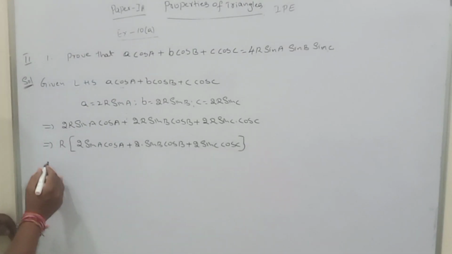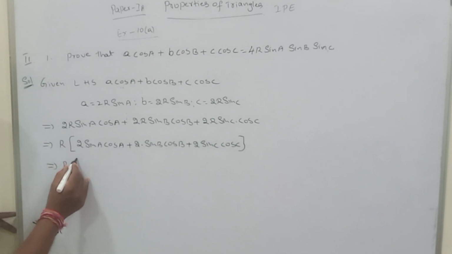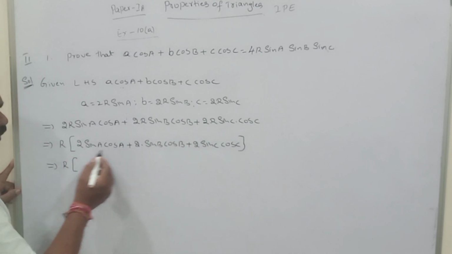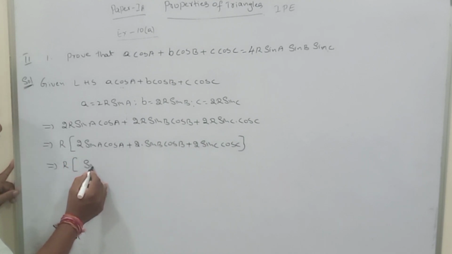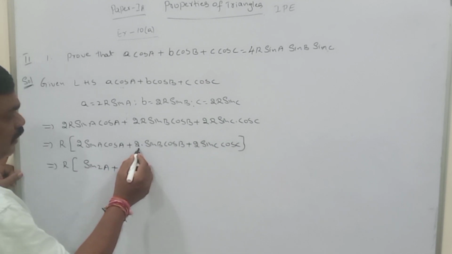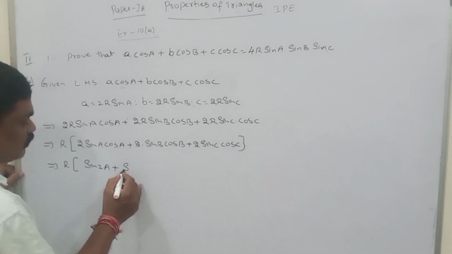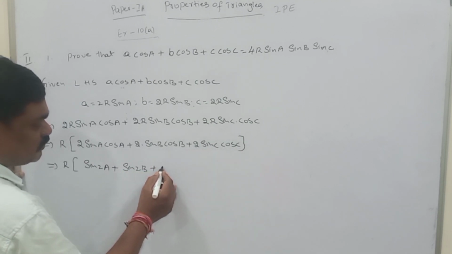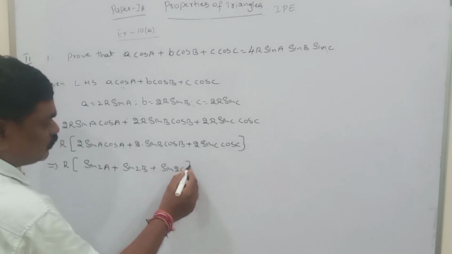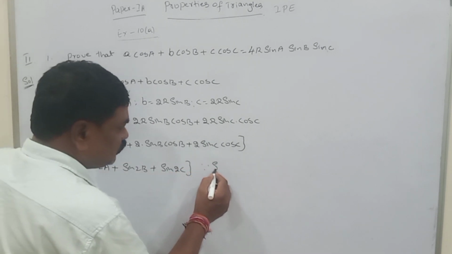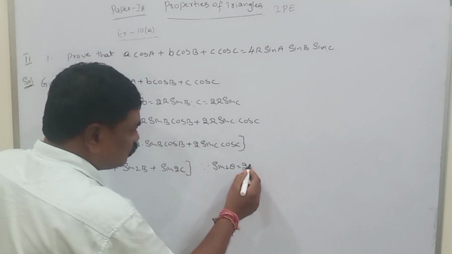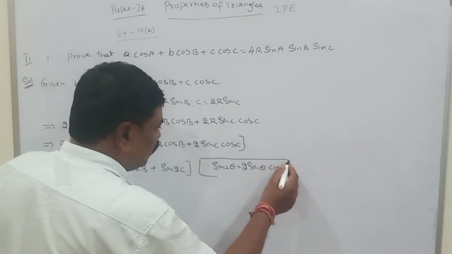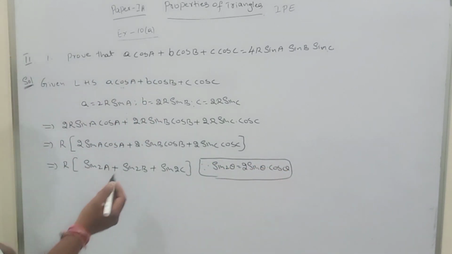is there. So what is the remaining? We know that 2 sin A cos A is sin 2A. Similarly, 2 sin B cos B is sin 2B. Similarly, 2 sin C cos C is sin 2C. Why? Because sin 2 theta is equal to 2 sin theta into cos theta. We know this formula.